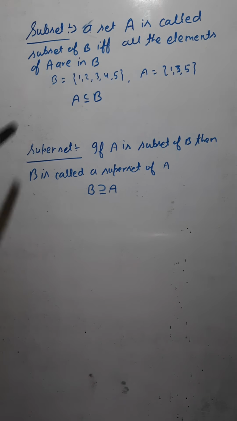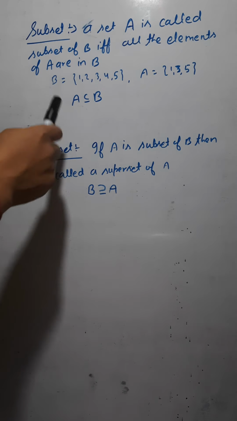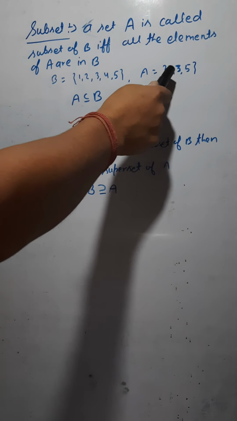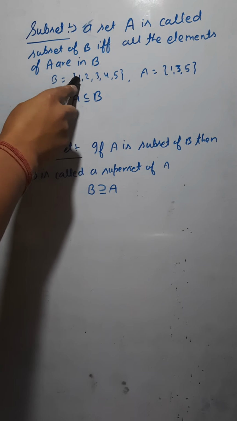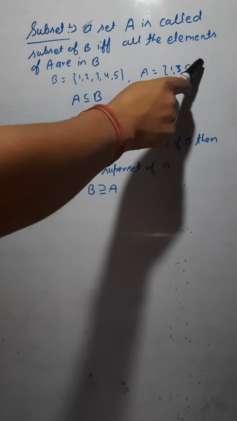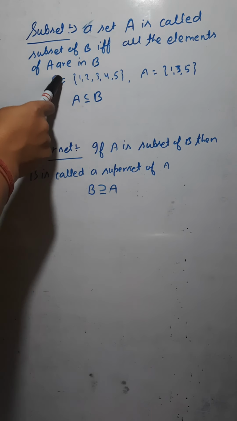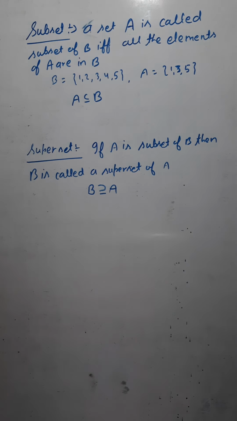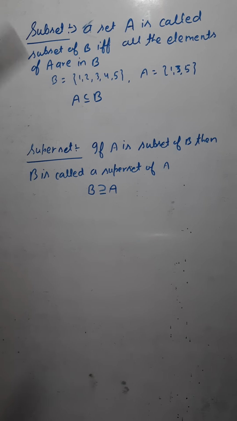What does it mean? Let's say we have a set B which has the elements 1, 2, 3, 4, 5. Now we have a set A which has the elements 1, 3, 5. You can see all the elements of A are in B also. So you can say A is a subset of B. This is how you would write it. Are you getting this? Very good.